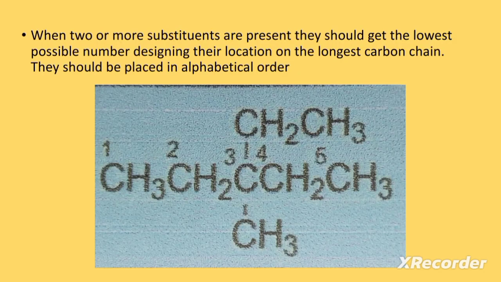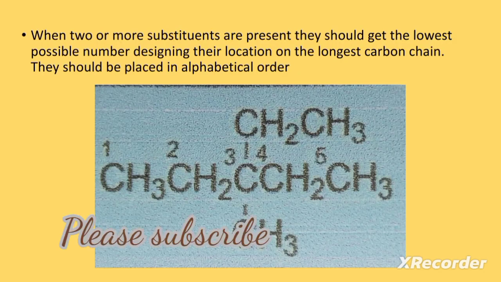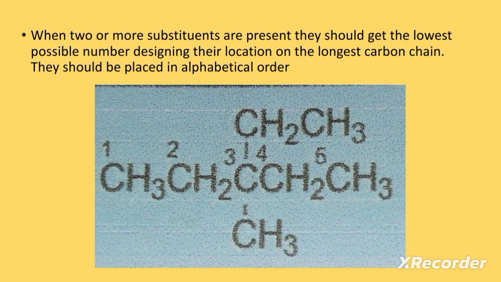Here you can see another situation. When 2 or more substituents are present, they should get the lowest possible numbers designating their location on the longest carbon chain. They should be placed in alphabetical order. So here in this situation, 2 different alkyl groups are attached to the same carbon atom. In such situations, what should we do?